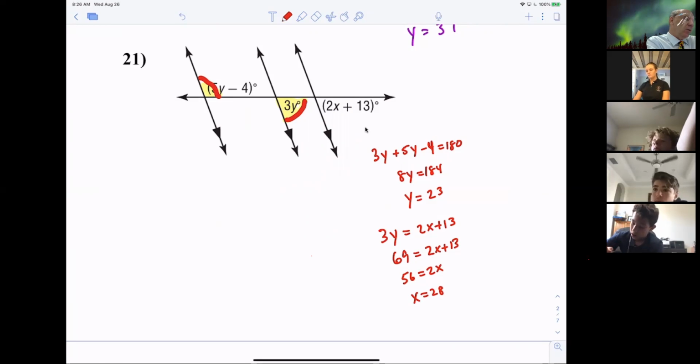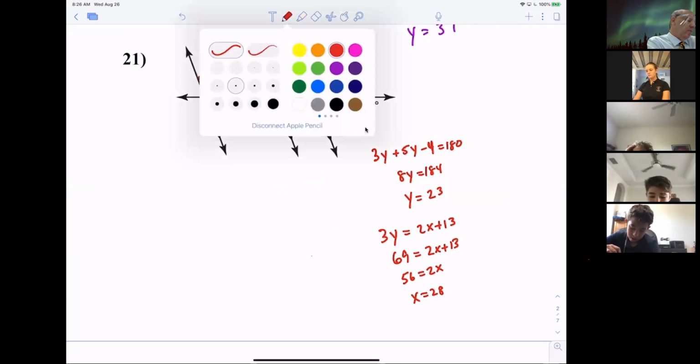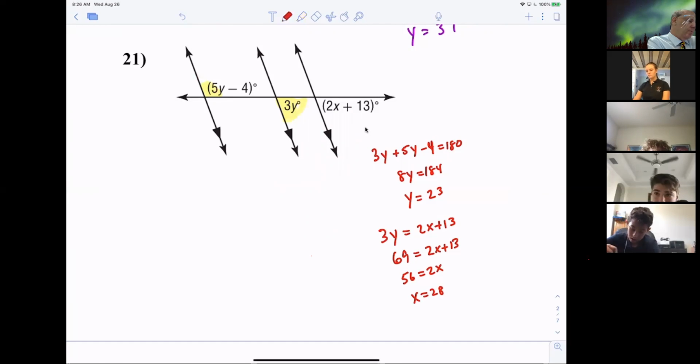If not, you could just come over here and say this is 3y, which is kind of bad. Hold on. You can just say this is 3y. And then those are consecutive interior angles, so they add up to 180. And then these two angles are corresponding, so you set them equal to each other once you figure out what y is. All right?